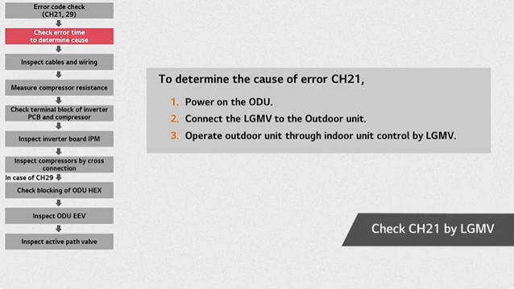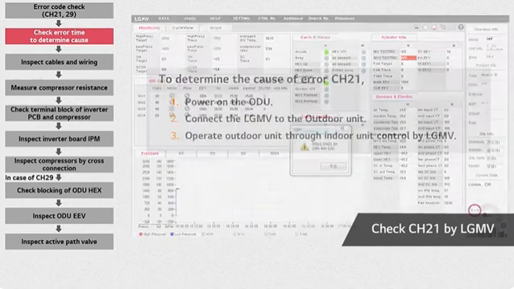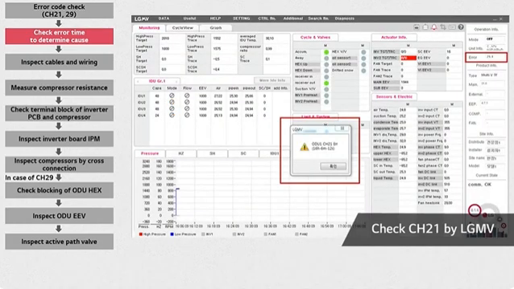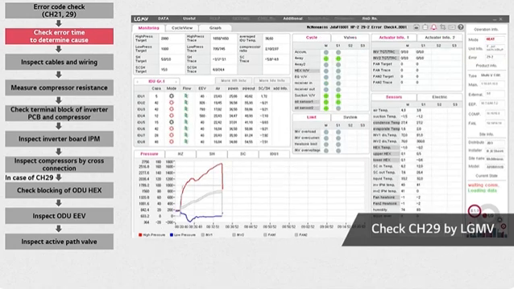Under normal operation, the ODU starts to operate and the frequency of compressor will change according to the state of the IDU. If an error occurs before compressor operation, CH21 will be displayed as shown in the LGMV. The reason is probably an input power error or an error in the inverter's PCB itself. On the other hand, if the error occurs during compressor operation as shown, it is likely that the compressor had a malfunction.